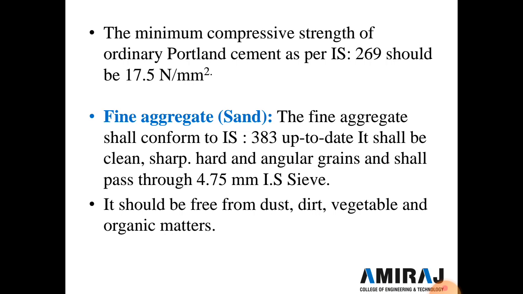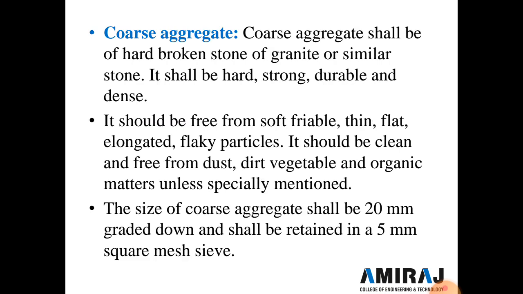We use river or pit sand in construction industries. Now the third type of material we use is coarse aggregate. Coarse aggregate shall be hard broken stone of granite or a similar stone, and it should be hard, strong, durable, and dense material, and it should be free from soft, friable, thin, flat, elongated, flaky particles, and it should be clean and free from dust, dirt, vegetable, organic matter unless specially mentioned.